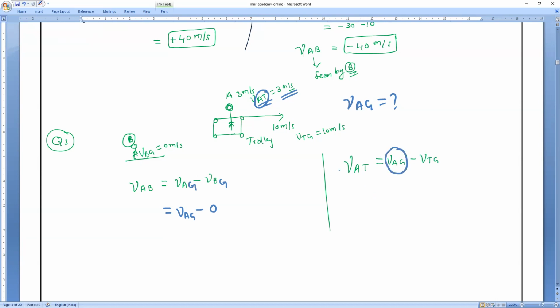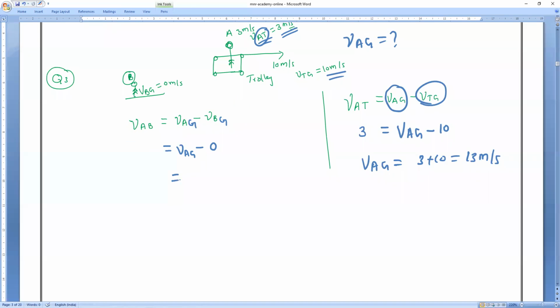Now we know the velocity of A with respect to trolley. How much is it? 3 equals velocity of A with respect to ground minus velocity of T with respect to ground. How much? 10. Now this 10 will come to this side. Velocity of A with respect to ground is equal to 3 plus 10, which is 13 meter per second. So here, if I substitute, 13 meter per second. So with respect to B, what is the relative velocity of A? 13 meter per second.